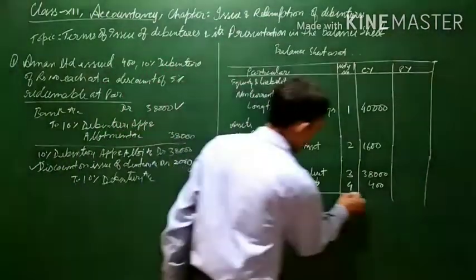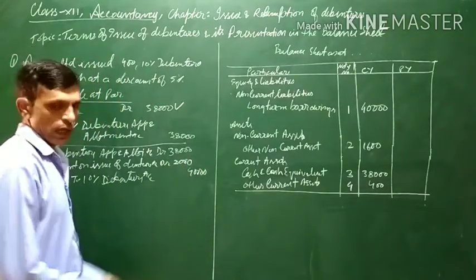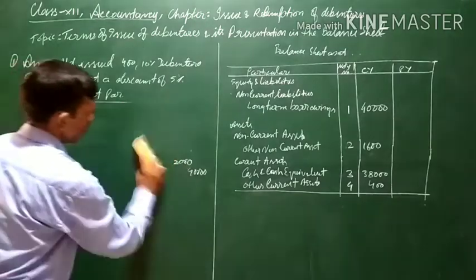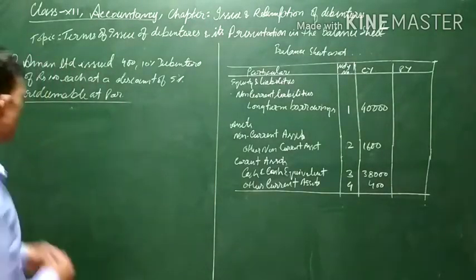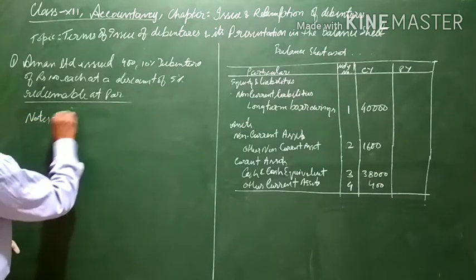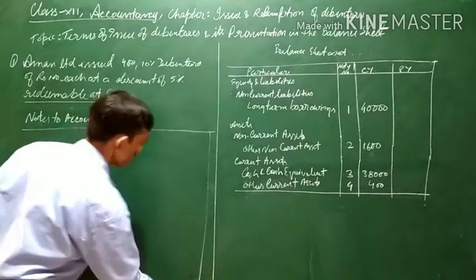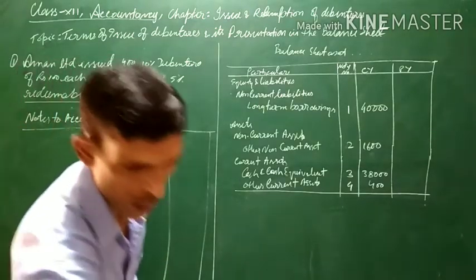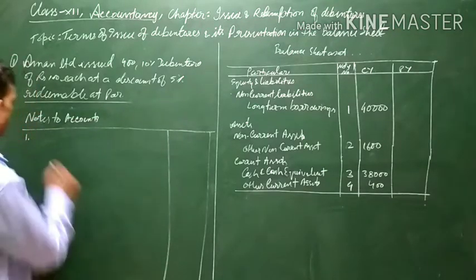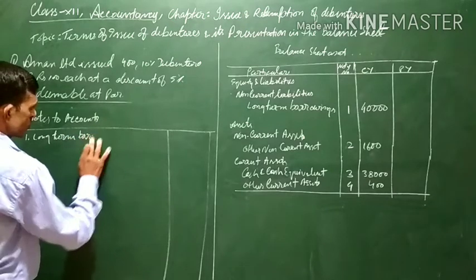Now we will prepare the notes to account for these balances. Notes to account. First, note number 1: long-term borrowings.